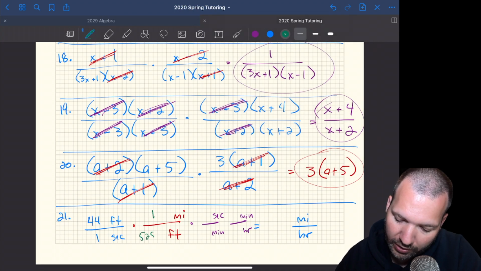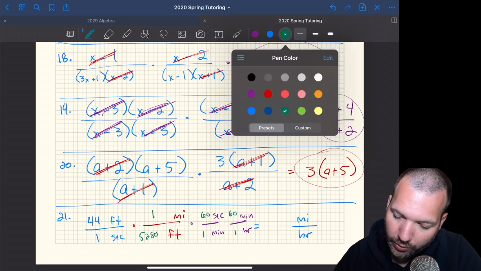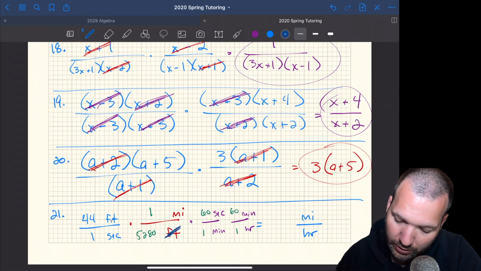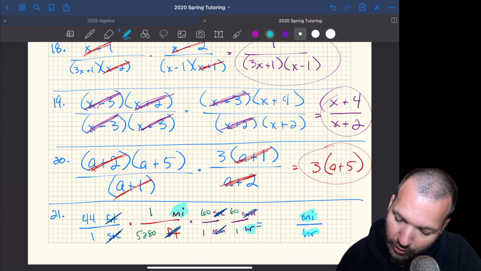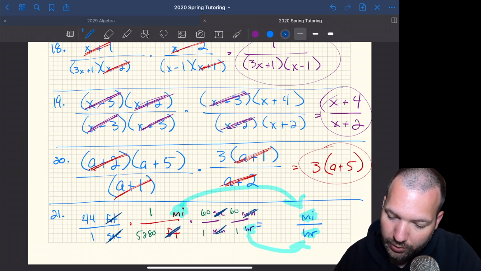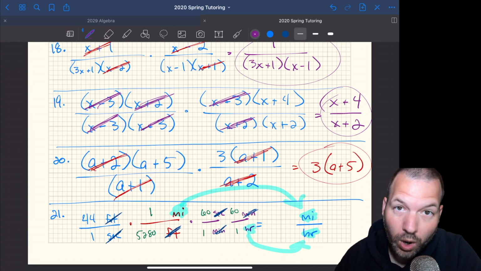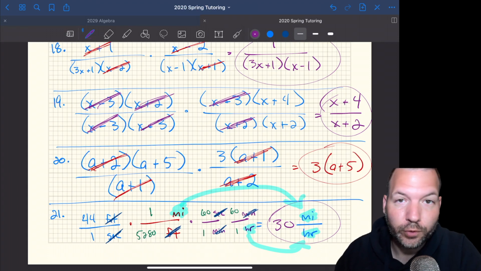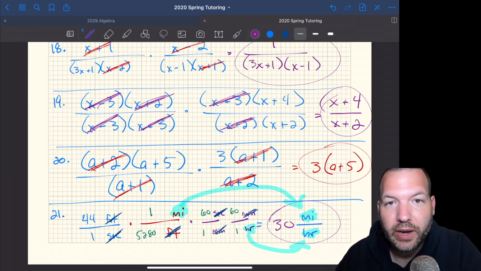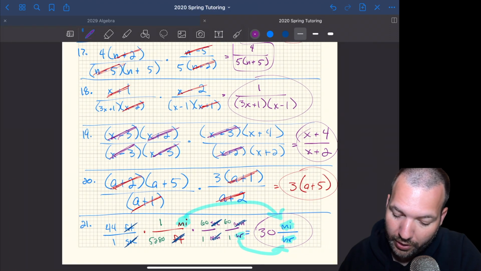1 mile is 5,280 feet. 60 seconds is 1 minute. 60 minutes is 1 hour. And from here, we would do a lot of canceling. So feet and feet. Seconds and seconds. Minutes and minutes. And notice the only units we have left over are miles and hours. As far as the numbers go, you can go to your calculator to figure this out if you want to, or you can just trust me that it's going to end up being 30 once we multiply 44, 60, and 60 and divide by 5,280. It should be 30 miles per hour.